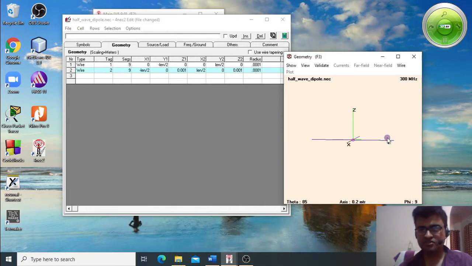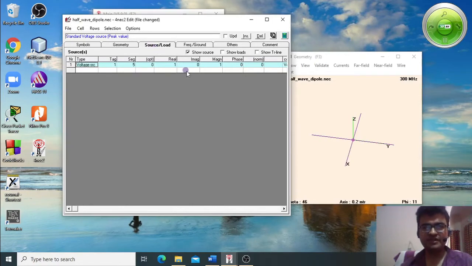You would not be able to see it right now, but our second antenna is not exactly over the first antenna. It is not intersecting. It is lifted by the distance 0.001 meters. So we are good to go with this turnstile antenna. This is a single turnstile antenna that we have made. So structure is done. Let's go to the source.